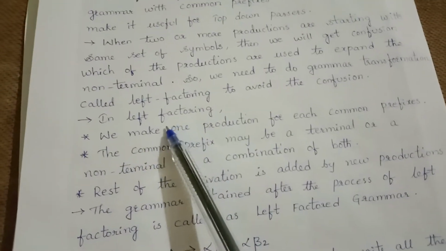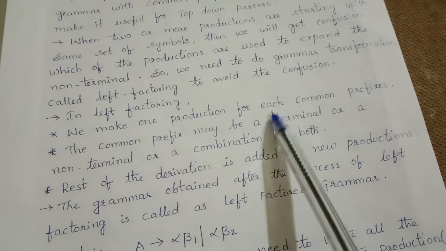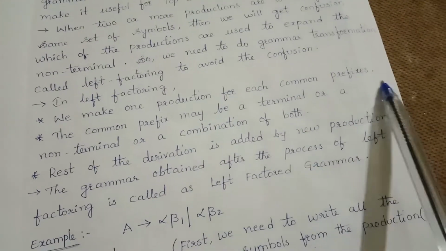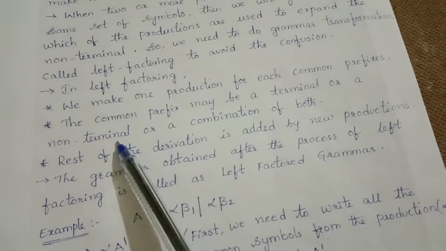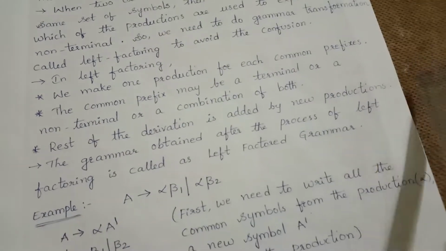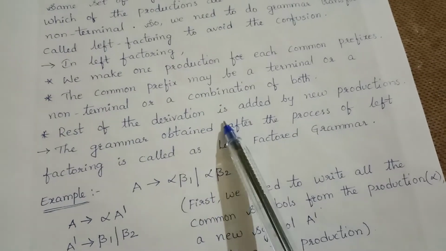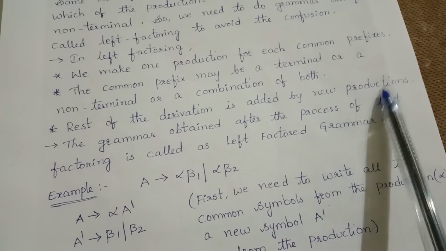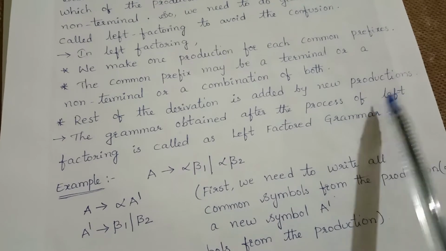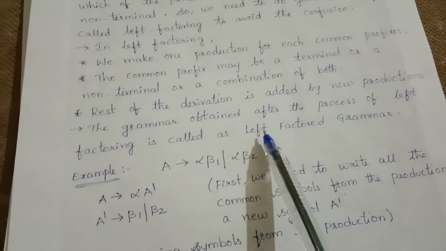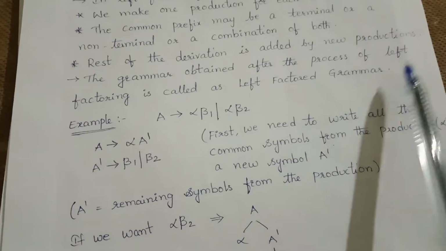In left factoring, we make one production for each common prefix. The common prefix may be a terminal or a non-terminal or a combination of both. The rest of the derivation is added by new productions. The grammar obtained after the process of left factoring is called a left factored grammar.